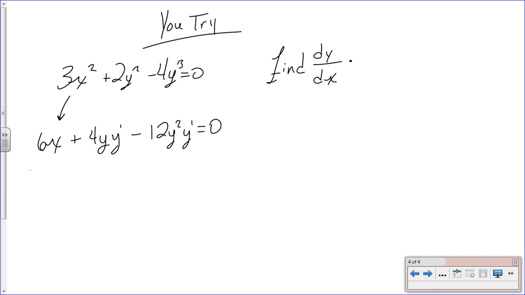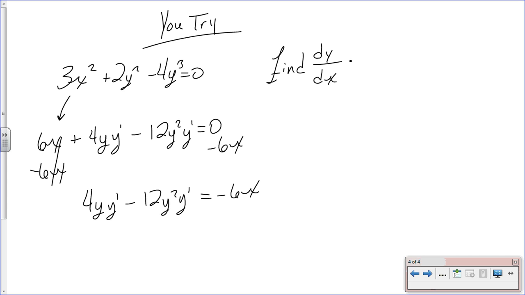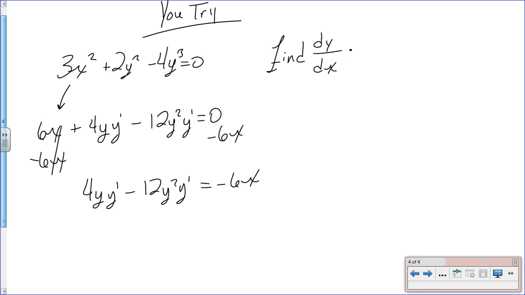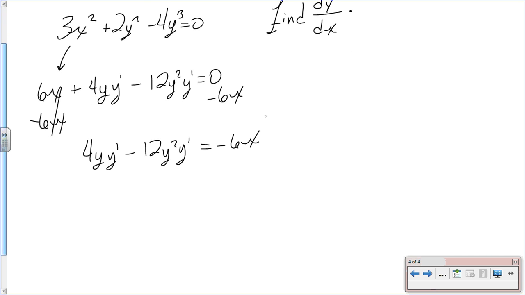Now let's solve for y prime. Subtract 6x from both sides. So 4y y prime minus 12y squared y prime equals negative 6x. Factor out only the y prime. I know we could factor out a 4 as well, but since we want to solve for y prime, only factor out the y prime here.